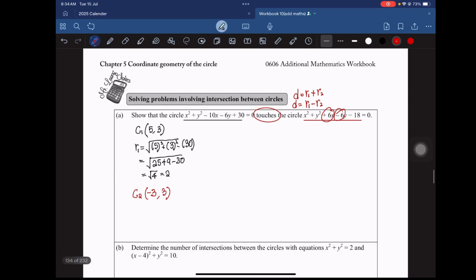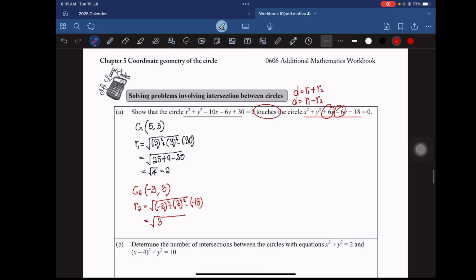Okay? And your radius R2 is equal to the square root of negative 3 squared plus 3 squared minus 18. So this is going to give you the square root of 9 plus 9 plus 18. So it's 36, which is going to give you 6.